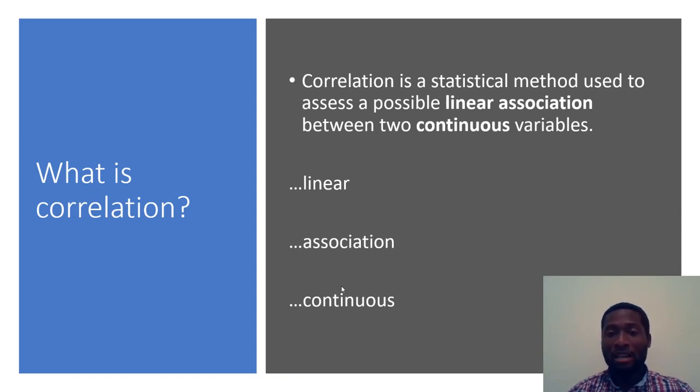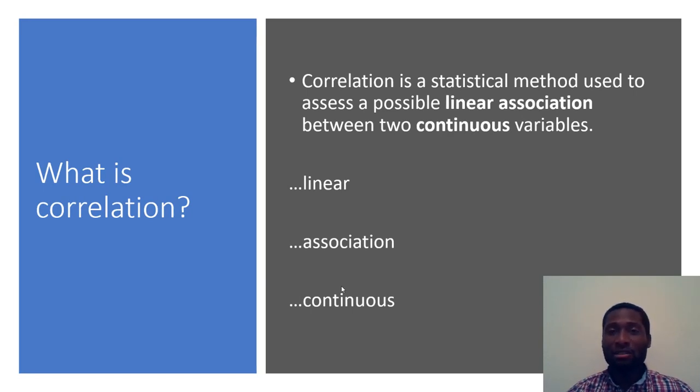Yes, your variables have to be continuous, if not, you're going to run, let's say, in Stata, and you're going to have some outputs that look strange. And obviously, we are looking for a linear association. It's an association and not something else. And I really have to stress this point: correlation is an association.